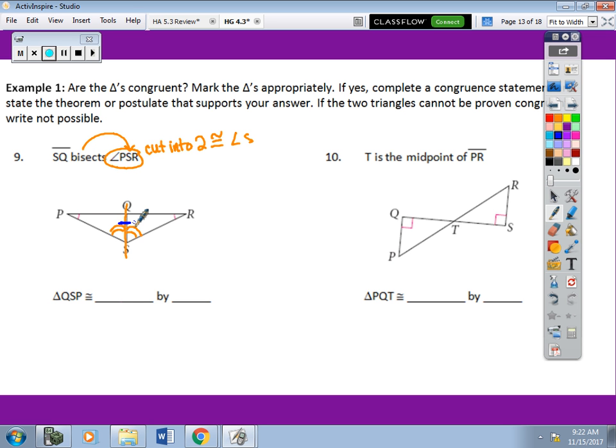Okay. Now if you want to do third angles, you can, but I usually don't. So at this point I would have angle, angle, side, angle, angle, side. So this is congruent by AAS. Triangle QSP, QSR.